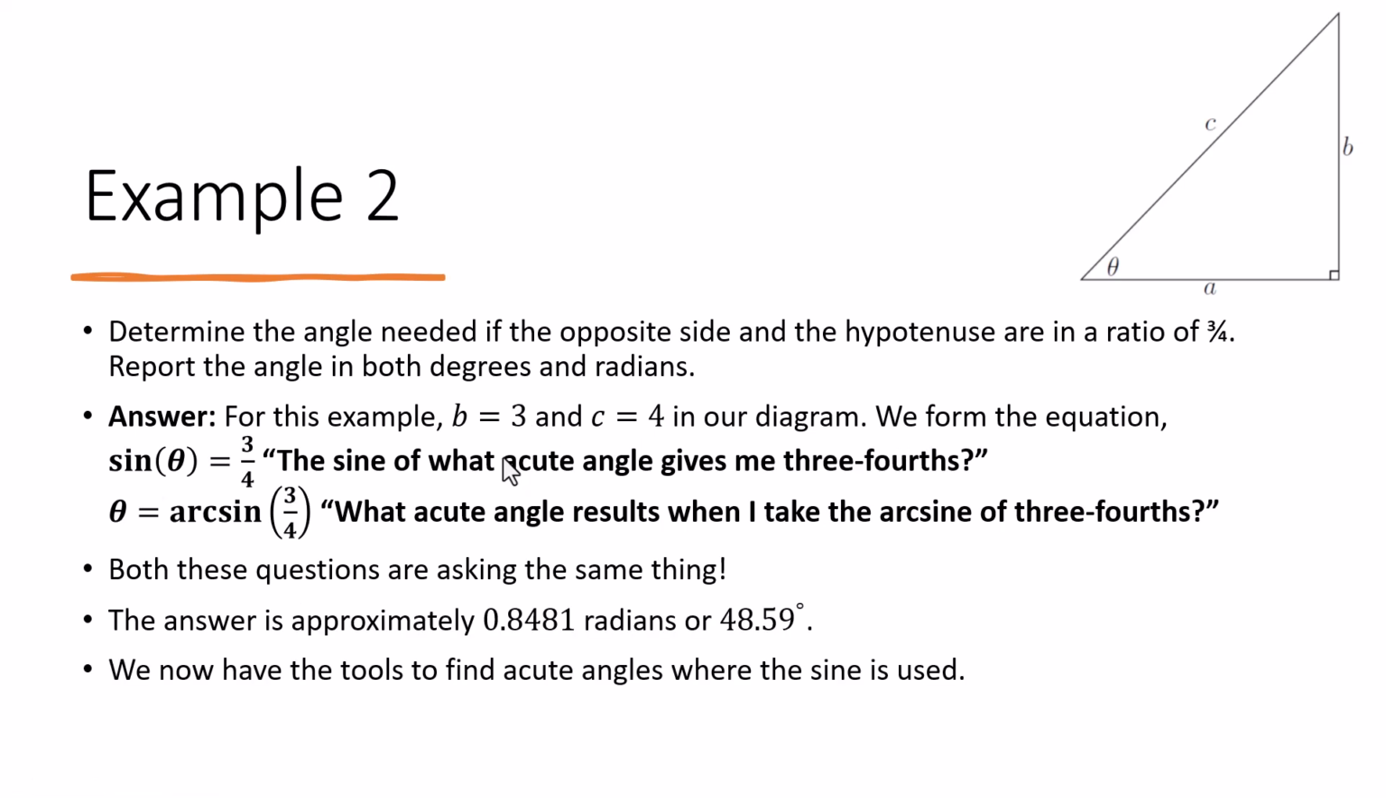For our second example, we're going to determine the angle needed if the opposite side and the hypotenuse are in a ratio of 3/4. And again, we'll report the angle in both degrees and radians. So for this example, our opposite side has a measure of 3, and our hypotenuse has a measure of 4. So when it comes to our diagram, or our equation, we have the sine of theta is equal to 3/4. And again, the question is, the sine of what acute angle gives me 3/4?